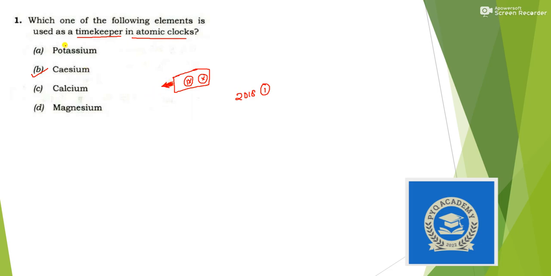So the answer for the first question is option B, cesium. Cesium is used in timekeeping atomic clocks for better precision. So next question is, which one of the following elements is involved in control of water content of blood? Okay, so answer is potassium.